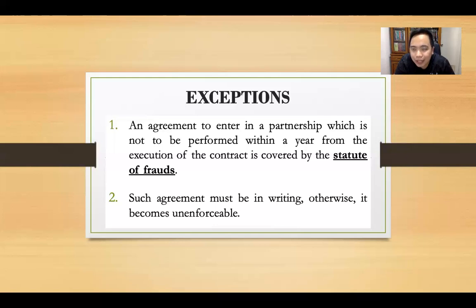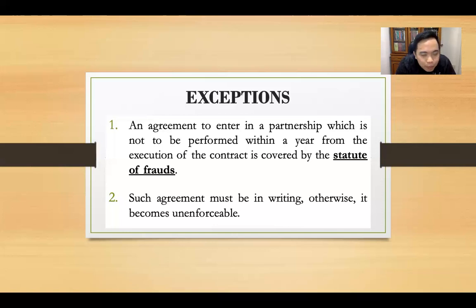Now, class, the question is, if the contract of partnership or the articles of partnership, which is not to be performed within 1 year from the date of the execution of the contract, has not been complied with, ibig sabihin, hindi in writing yung agreement. Now, what is the status of the articles of partnership? A, valid. B, void. C, voidable. D, unenforceable. Anong sagot? The answer is the agreement which is in oral form is unenforceable.